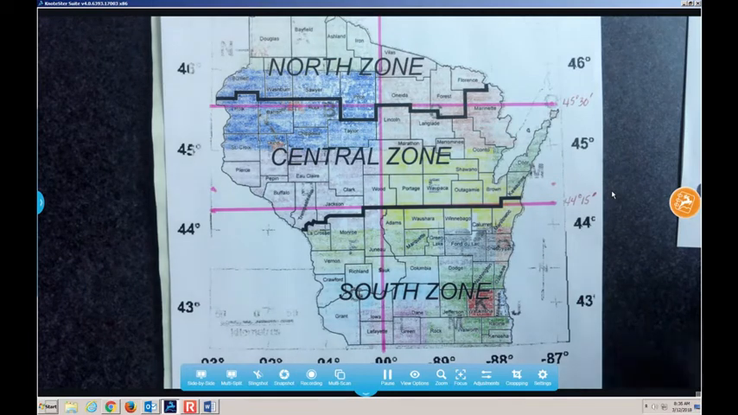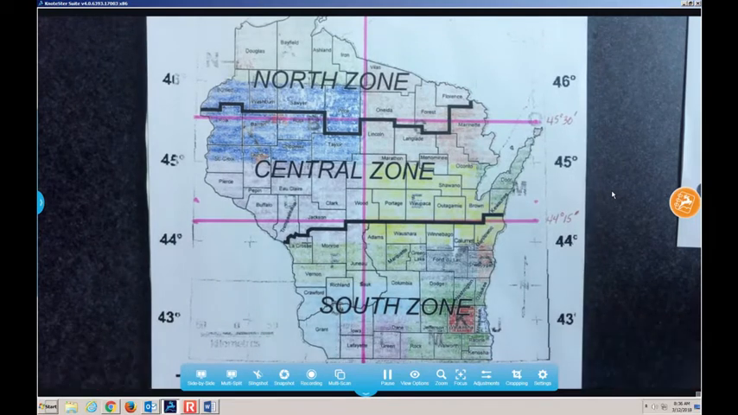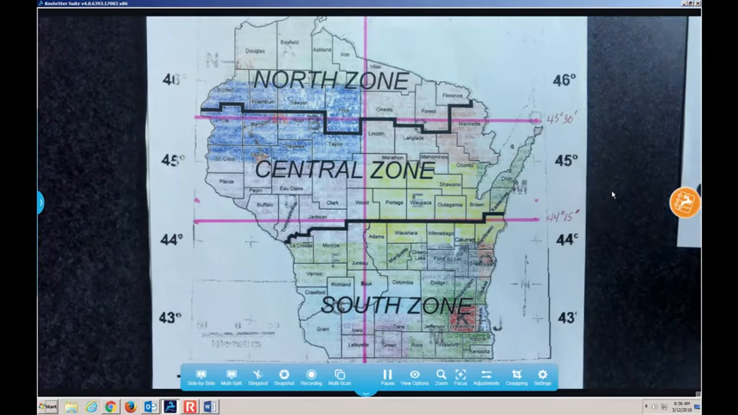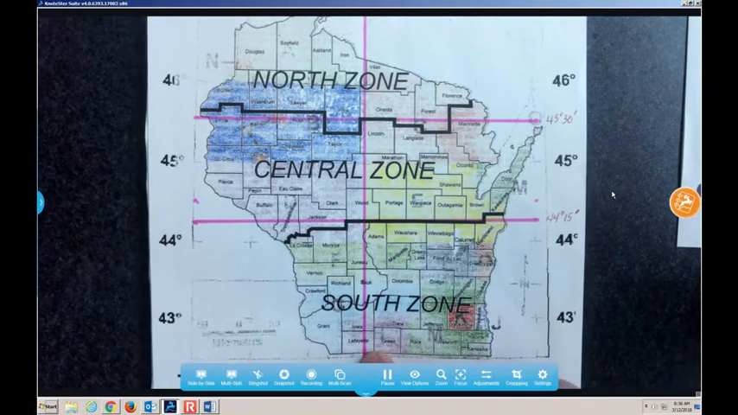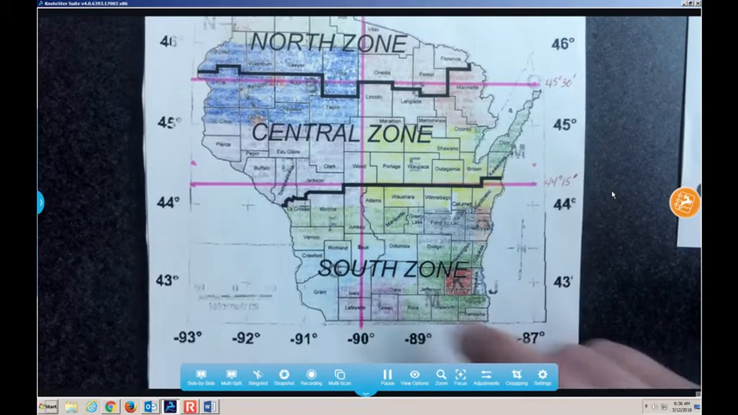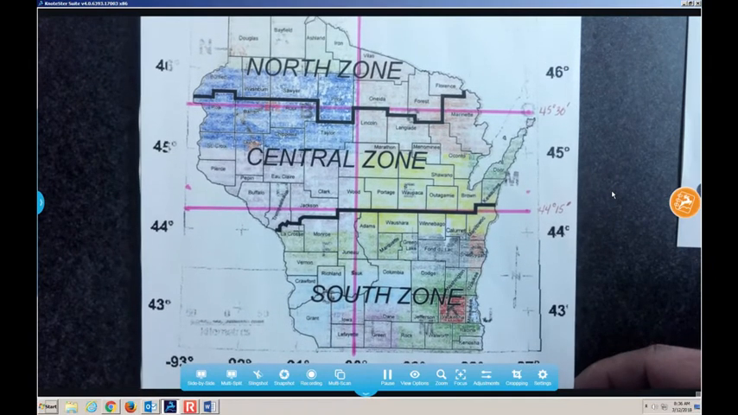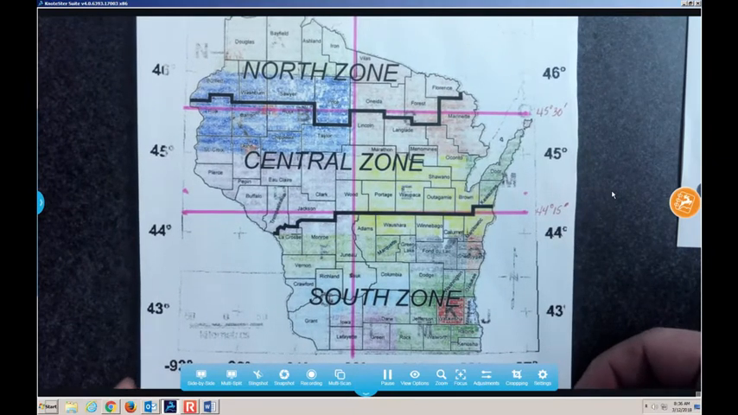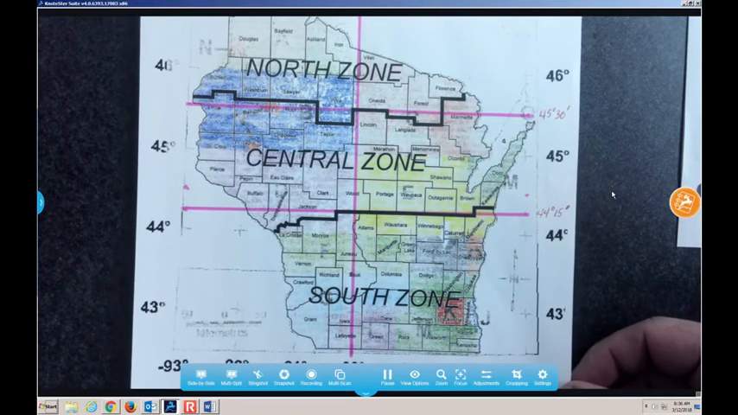So this will give you a better idea where our zones are and what defines them. Now this pink line going straight up through the middle, that's our central meridian for the state of Wisconsin. It runs north-south like that. Our initial point is right down here by my finger. That's where our initial point in the state of Wisconsin is. So that's how these zones are defined, based off of these parameters. That gives you a better idea of what we're working with in the south and central zones. Okay.